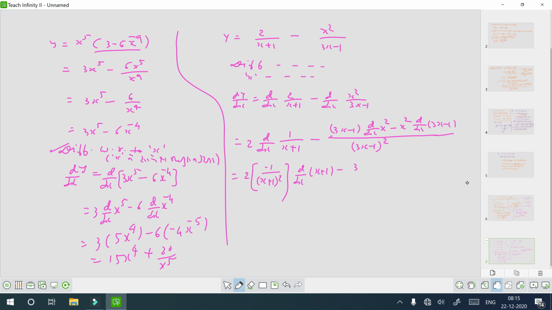Minus, 3x minus 1, 2x minus x square, 3. Derivative of 3x is 3, derivative of minus 1 is 0, over 3x minus 1 whole square.